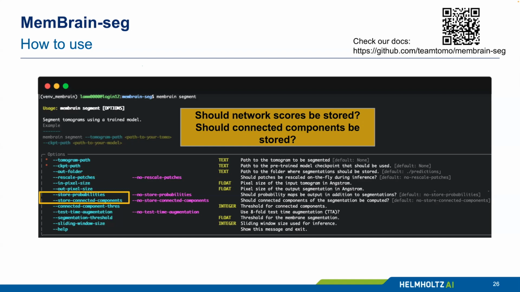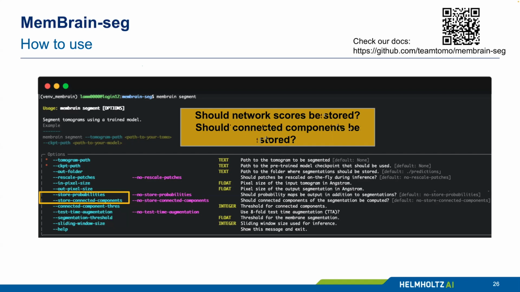Now, two other functionalities that might be interesting are the store probabilities and store connected components functionalities, where store probabilities outputs the score maps of the network before thresholding. And this, I think, can be really useful to get a better understanding of what the network actually does. Because otherwise you just have this binary segmentation and it's performing okay, but you don't know why it's performing that way or why it has the problems. And these score maps can give a bit more insight on what's really happening.